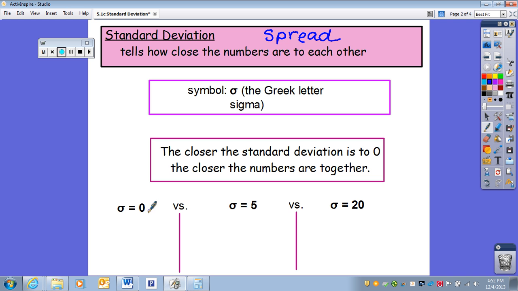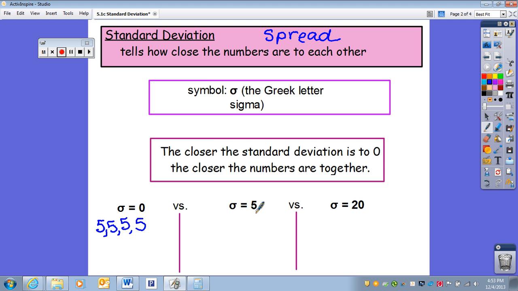For example, if you were to have a standard deviation of 0, your data set may be something like this: 5, 5, 5, and 5. These numbers are the exact number, so they are not spread apart at all. Therefore, they have a standard deviation of 0.